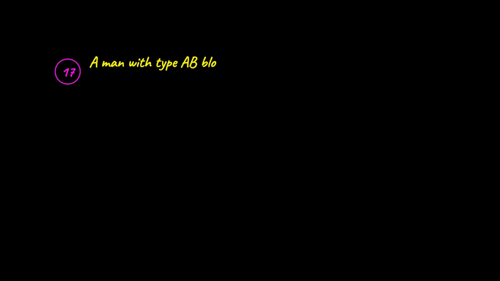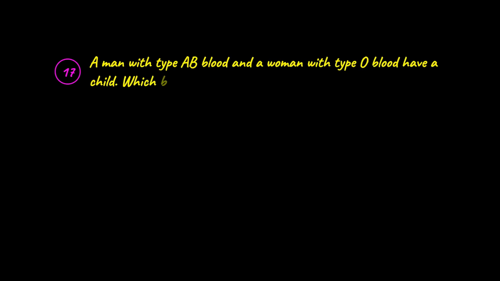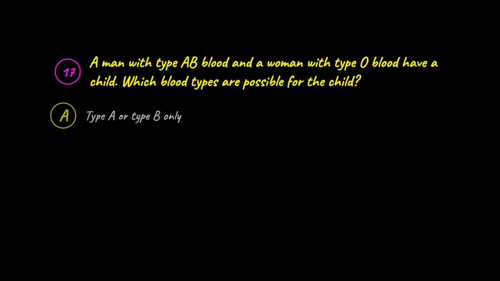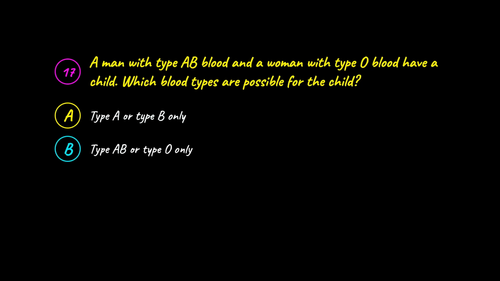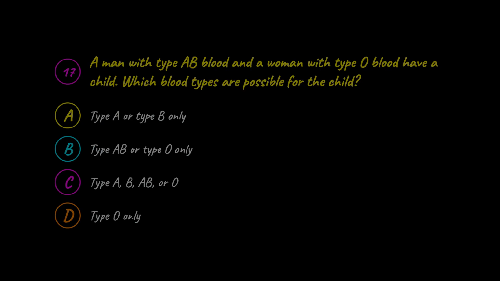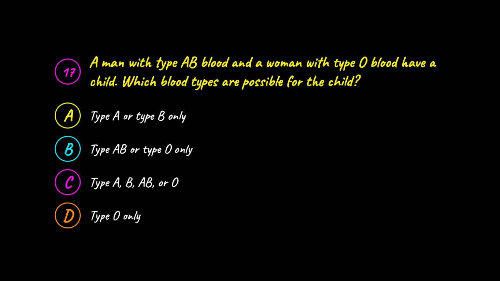Question 17. A man with type AB blood and a woman with type O blood have a child. Which blood types are possible for the child? Your options are A, type A or type B only. B, type AB or type O only. C, type A, B, AB or O. D, type O only. Which one is it? Pause the video if you need more time.